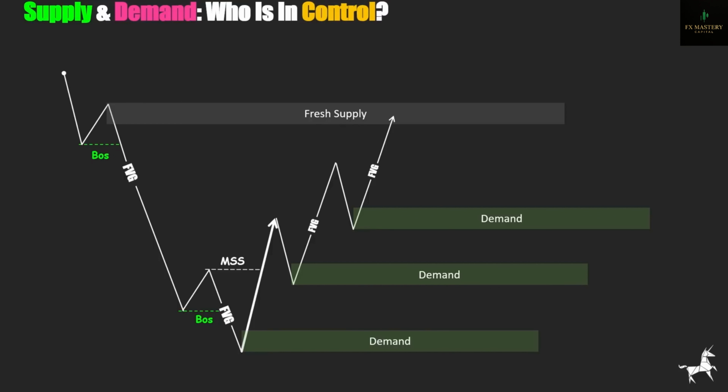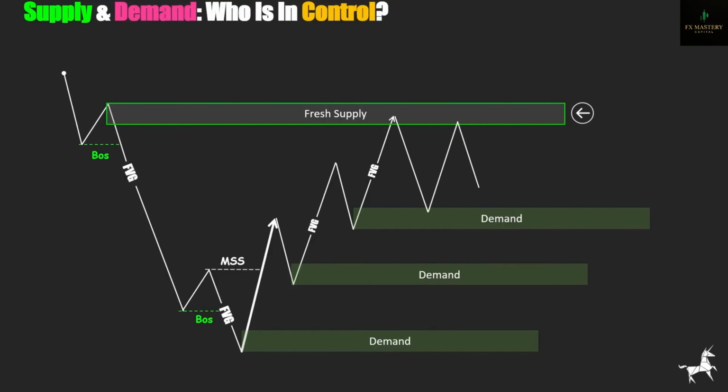This bullish bias stays until the price hits a fresh, unmitigated supply zone. Once the price reaches this zone, we no longer consider the market bullish, as it has the potential to reverse the price and cause a temporary correction. At this point, there's a battle between buyers and sellers, and the market might consolidate between supply and demand until one side takes control again.